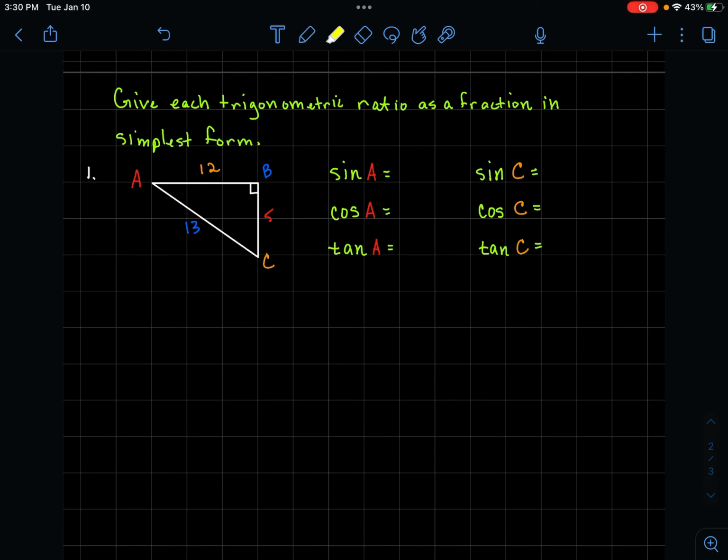So we'll start with angle A. Well, I need to identify where angle A is. There we have angle A. So we know that the opposite side of angle A is 5. The hypotenuse will be 13.